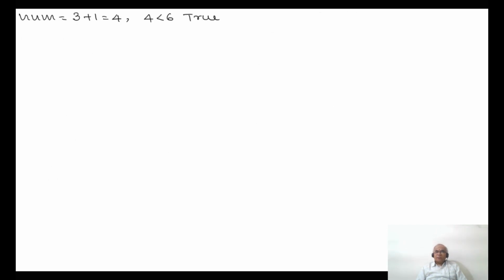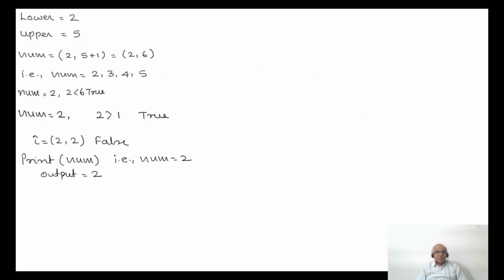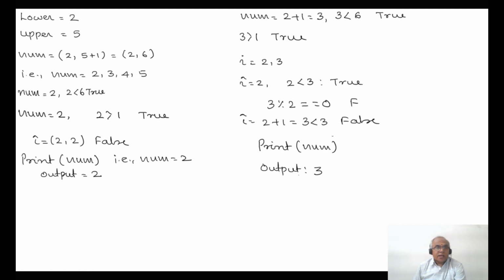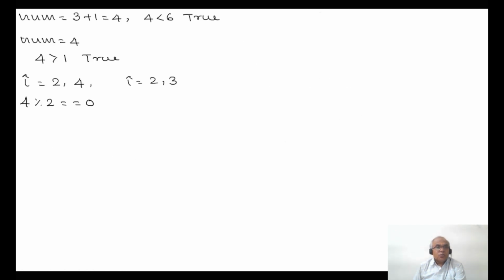Now num is equal to 3 plus 1. It becomes 4. Is 4 less than 6? Condition is true. Num is equal to 4. If 4 is greater than 1, condition is true. Then for I in range 2 comma 4. So I is equal to 2 comma 4. So that is what I am trying to tell you here. This is the one. For I in range 2 comma num. So 2 comma 4. Correct?